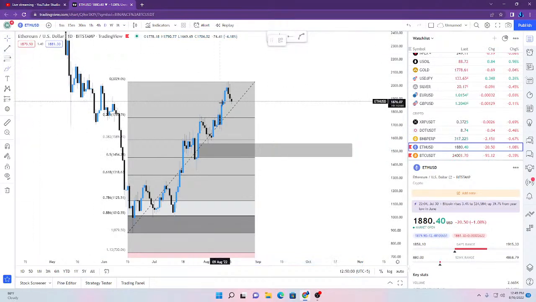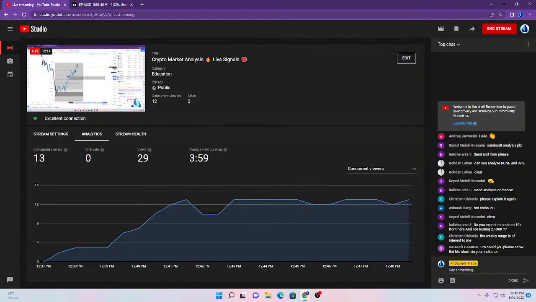But as I have told prior to that, we usually fulfill FVGs on our major alts or major gaps.